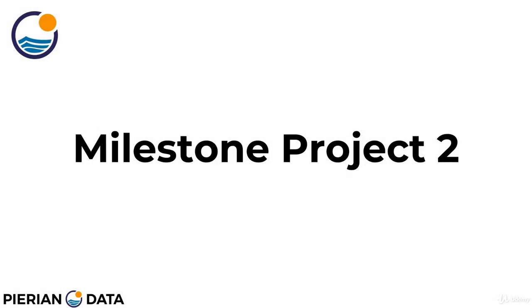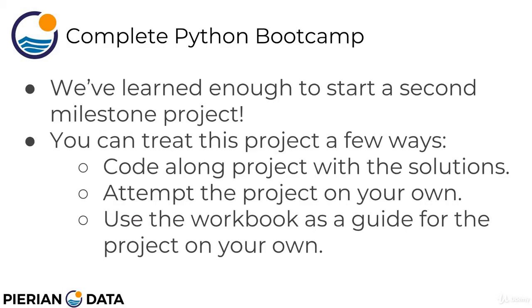Welcome back everyone to your second milestone project. So we've now learned enough about Python with object-oriented programming, errors and exception handling, as well as functions, enough to actually start a larger set project. And in this case, it's going to be our second milestone project where we're going to be creating a blackjack game with Python. Now you can approach this project one of a few different ways.